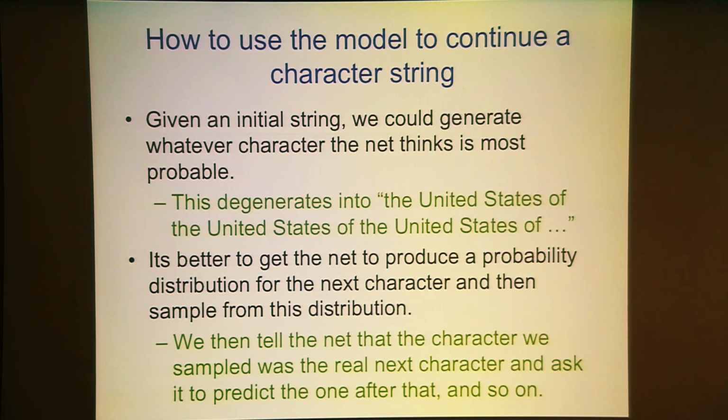It's much better, obviously, to take the distribution it predicts and sample from that distribution. So if it says there's a 1 in 1,000 chance that the next character is a Q, produce a Q 1 time in 1,000.